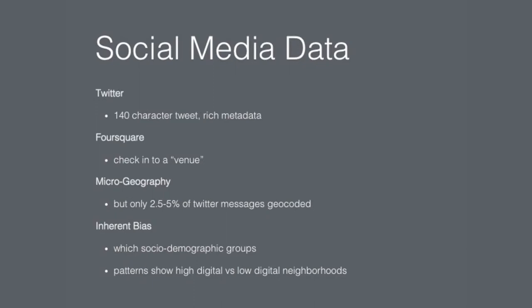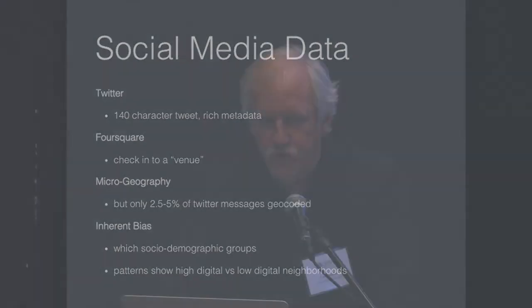Foursquare is different because it is about locations. So the location is an inherent part of the message. And so when we look at this data, you always have to think, well, who does this? And this is by no means representative of the whole population. But it is representative of the population that tweets. And so we can learn something about what patterns these tweets show, how it matches or maps to socioeconomic characteristics, how it maps to the actual geography. So what we like to call these are digital neighborhoods.